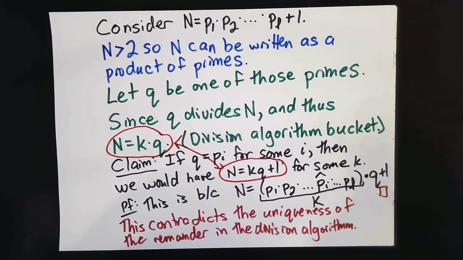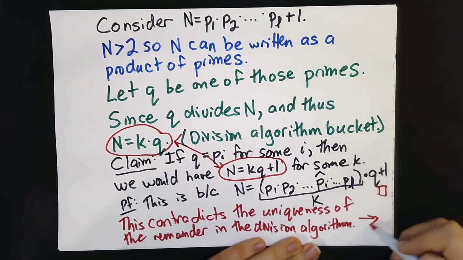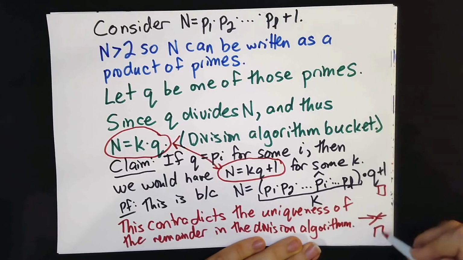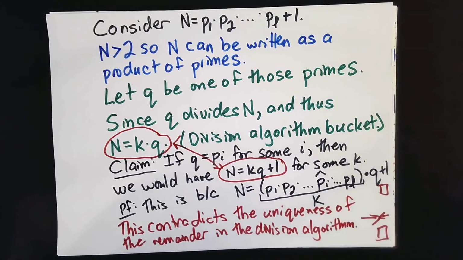But since we have our contradiction, that means we have completed our proof. And we know now that there's infinitely many primes. Just take a step back and appreciate what happened.